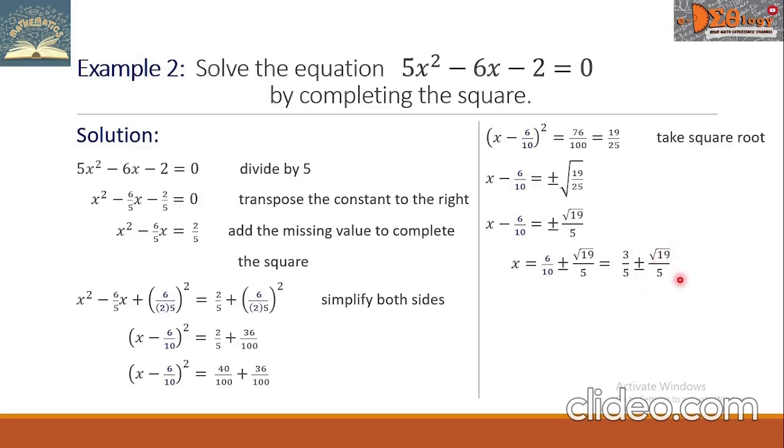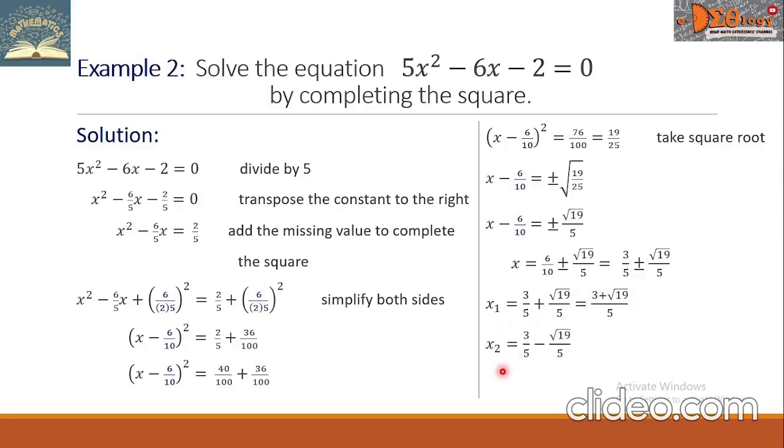Let us show now the two values of x, one using the plus, the other using the minus. Let's begin with the first, x sub 1 using the plus. So we have 3 over 5 plus square root of 19 over 5. We have here like fractions, so we can combine the numerators. So 3 plus square root of 19 over 5. This is the value of x sub 1.